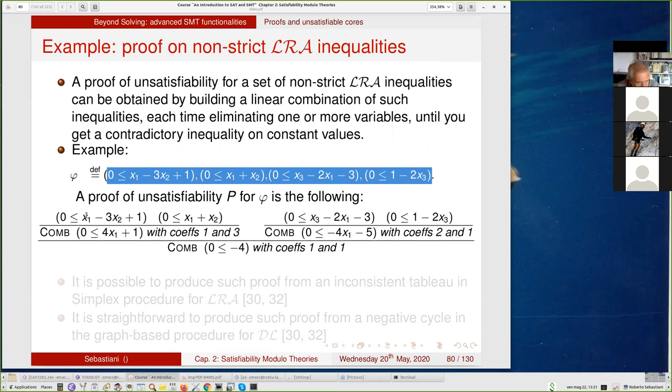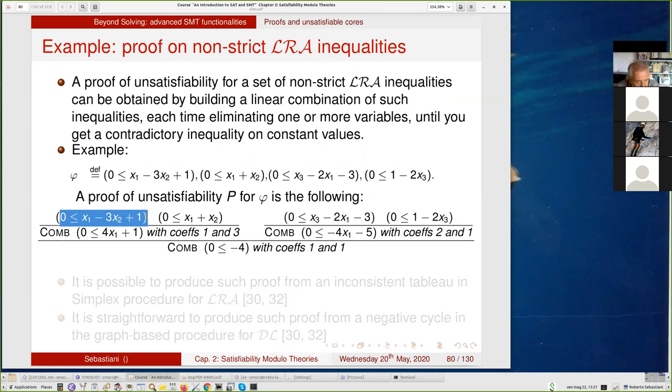So for instance, if we have this expression here and this expression here, we can multiply this term here by 1 and this term here by 3, okay? And we sum the two terms and we obtain that 0 is greater or equal than 4x1, okay? So 3x1 plus 3 times x1 minus 3x2 plus 3x2, which is 0, plus 1. So we can find some coefficient to multiply the term on the right of the greater-or-equal in such a way that you eliminate some variable. The same you can do here, right?